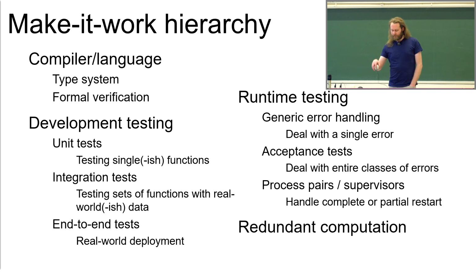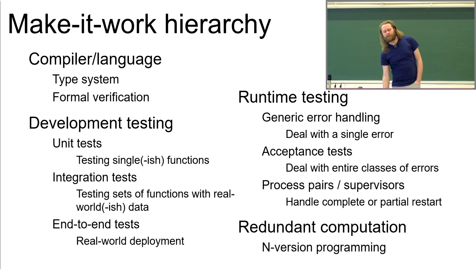And then at the very top, we have redundant computation, things like N-version programming. You physically run multiple computers doing the same or a different program that does the same thing at the same time, in the same space. This is usually used in things like avionics, just to make sure that your flight attitude controller doesn't crap out.